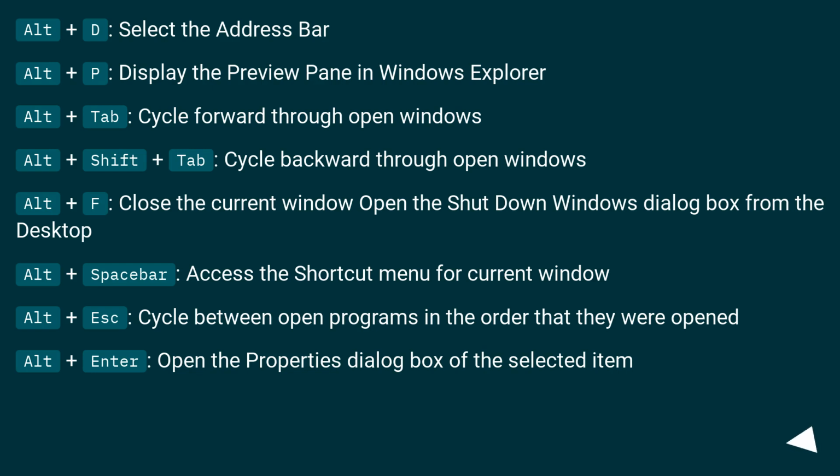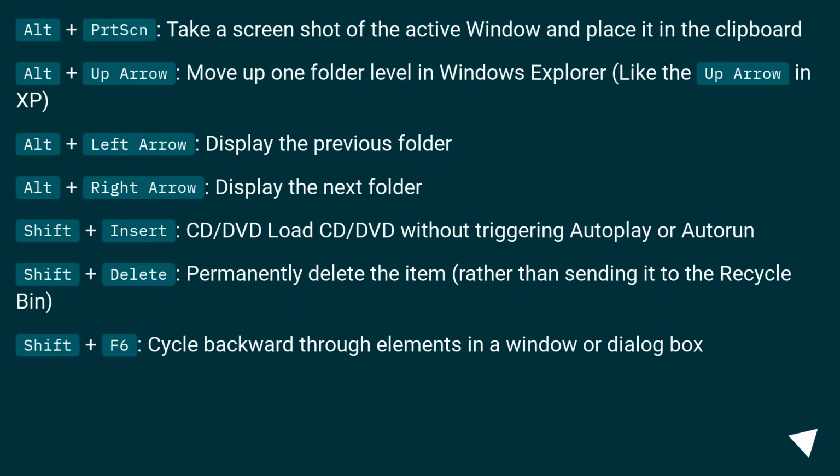Alt plus Spacebar, access the shortcut menu for current window. Alt plus Escape, cycle between open programs in the order that they were opened. Alt plus Enter, open the Properties dialog box of the selected item. Alt plus PrtScn, take a screenshot of the active window and place it in the clipboard.